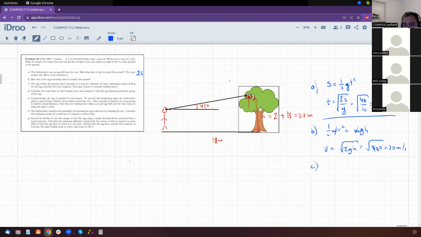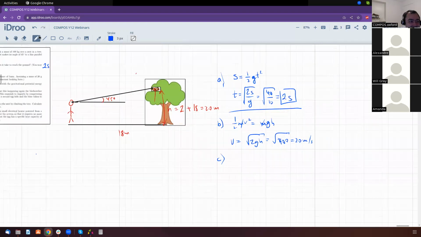Also, if you're falling for 2 seconds, every second you accelerate by 10. So that's obvious. I should have used that instead of conservation of energy. Every second you increase the speed by 10, so in 2 seconds, it's going to be 20. That's very obvious.